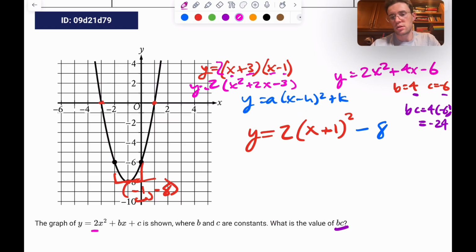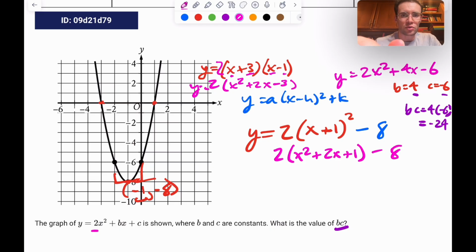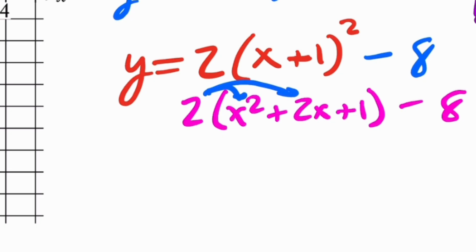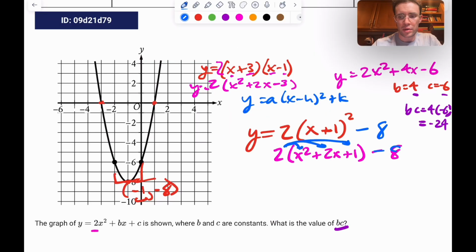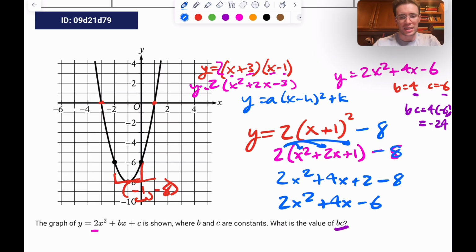you would just first square the x plus 1. So that's 2 times x squared plus 1x plus 1x is 2x plus 1, minus 8. And then distribute the 2 into this parentheses, right, the minus 8 as it was. That gives you 2x squared plus 4x plus 2 minus 8. And that will still give us 2x squared plus 4x minus 6.